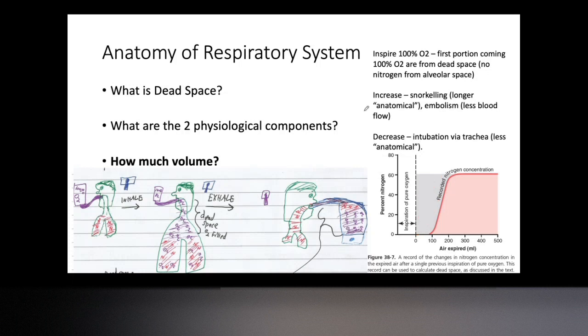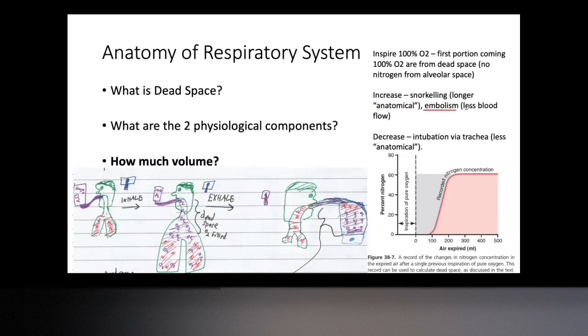Okay, and then we have a way to increase it and a way to decrease it. To increase it, we can use something like a snorkel. You know what a snorkel is? The one that people use to dive. So you actually make the anatomical dead space longer. You make the trachea bigger, because they have a longer anatomical dead space, let's say.